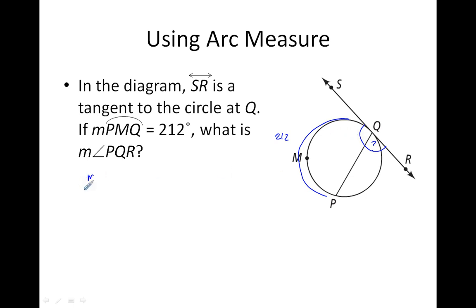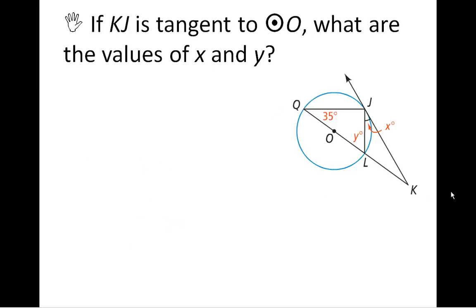I know this arc, which means I can find this angle because it's going to be half of it. So if we think of the measure of angle PQS is 1/2 of 212, which makes it 106. And the measure of angle PQR is supplementary to that, so it's 180 minus 106, which leaves me with 74. Okay. Looks kind of complicated to start with, but actually pretty simple once you get going.